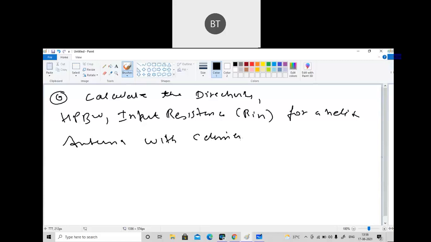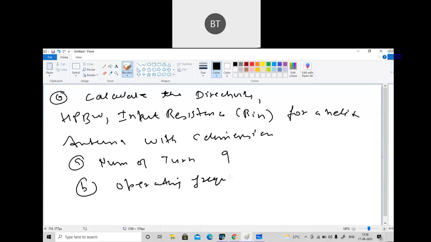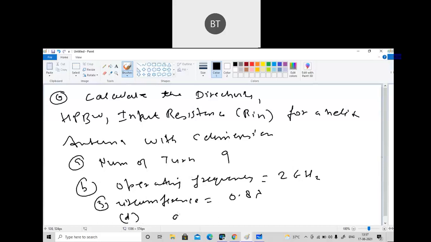Dimensions are given as: number of turns is 9, operating frequency is 2 gigahertz, circumference is 0.8 lambda, and distance between turns is 0.2 lambda. Based on this, this problem has come in the RT paper.